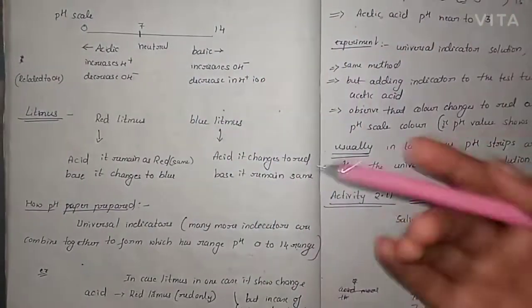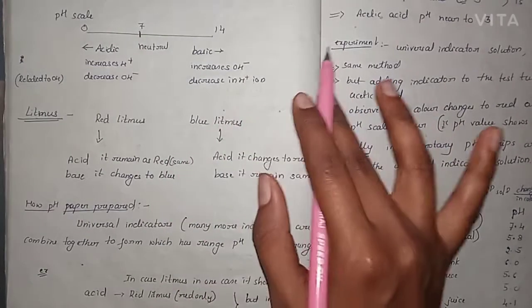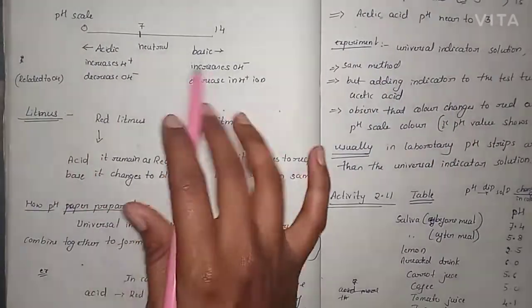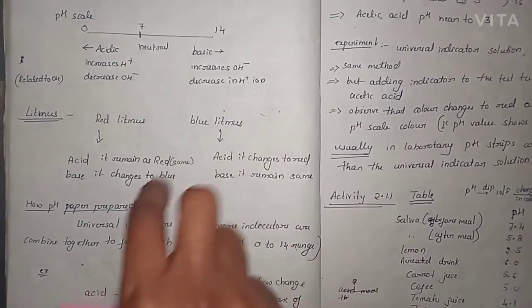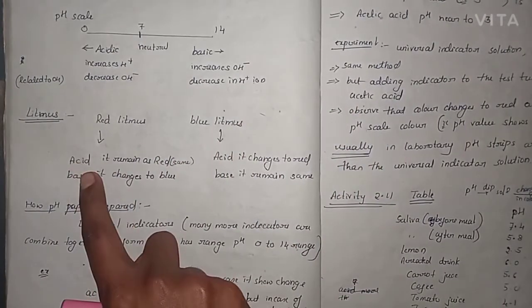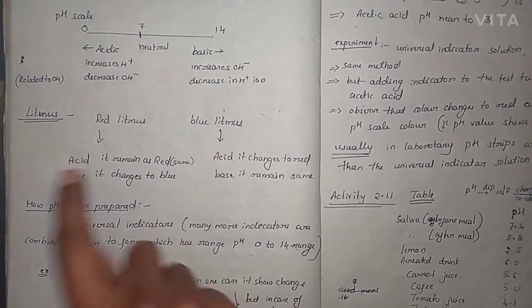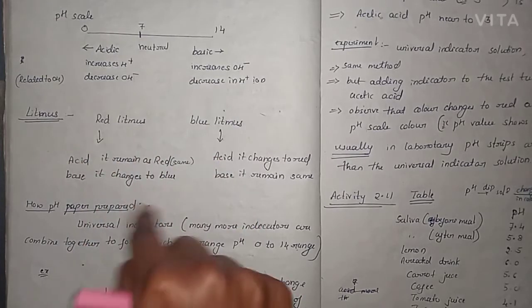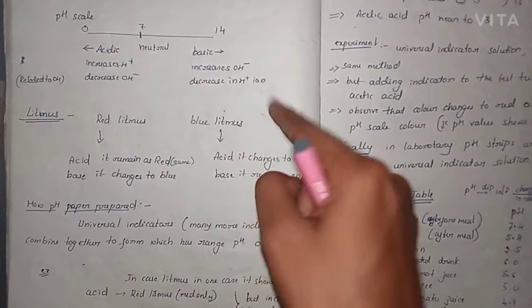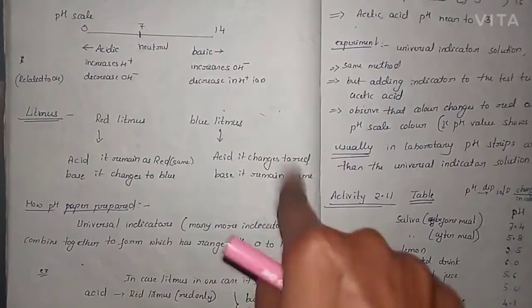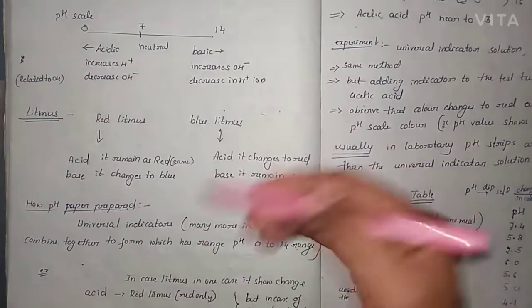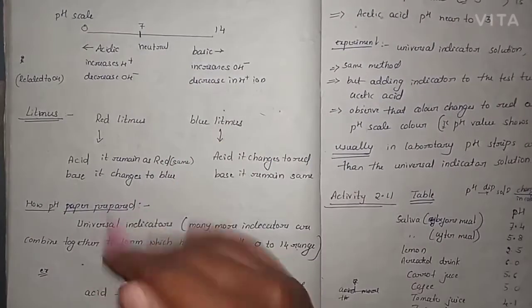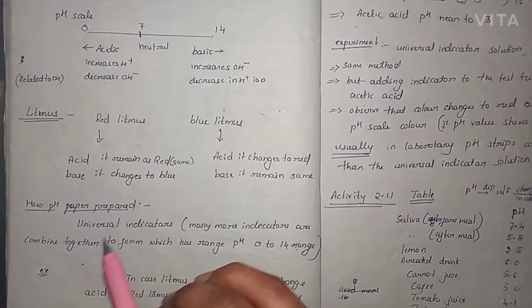Whatever we understood, that form is written here. After that, litmus. About litmus we have studied red litmus and blue litmus. Two types are there. Red litmus, in acid, remains as it is, because it is red, and in base it will change. But blue litmus, in acid it will change, but in base it will remain as it is. On the basis of litmus, we can say that the pH paper is also the same.